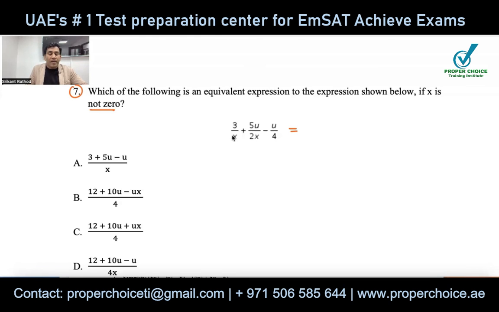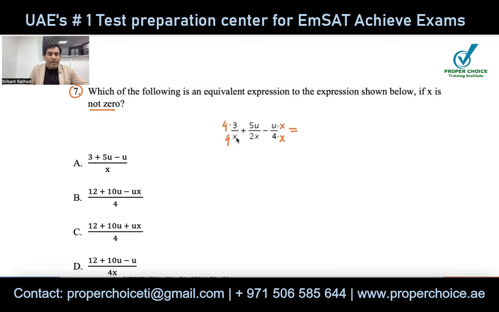So what should I do? x and 4 are completely different. To make the denominators the same, I have to multiply the term x by 4. If I'm multiplying here, it should be multiplied in the numerator also. And I have to multiply the last term, which has a 4 in the denominator, by x. If I'm multiplying here, I have to do the multiplication here also.